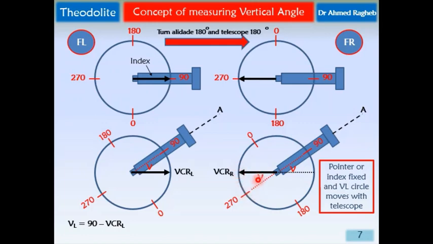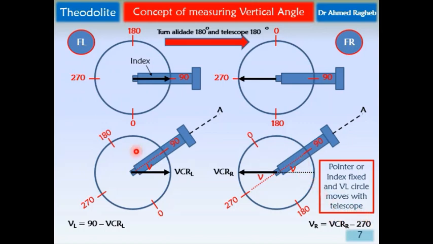So what's the vertical angle? The vertical angle will be this value: the VCR minus 270. Same thing, if the VCR is greater than 270 degrees, then the vertical angle will be positive. If the vertical circle reading is smaller than 270 degrees, then the vertical angle will be negative.